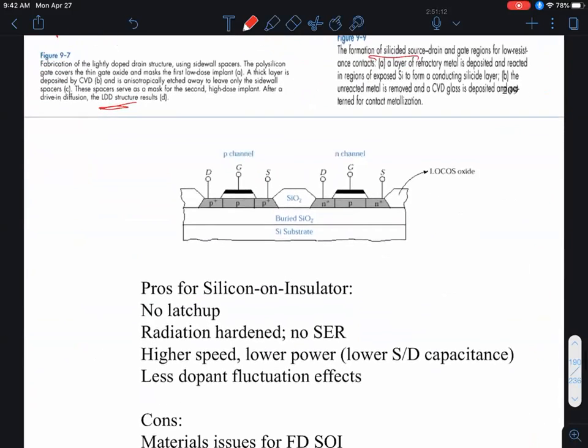I'm going to skip this one because I've kind of covered this in a different context called the FinFET transistor, which is another way of making so-called silicon and insulators. Very interesting device physics that we don't have time to get into.